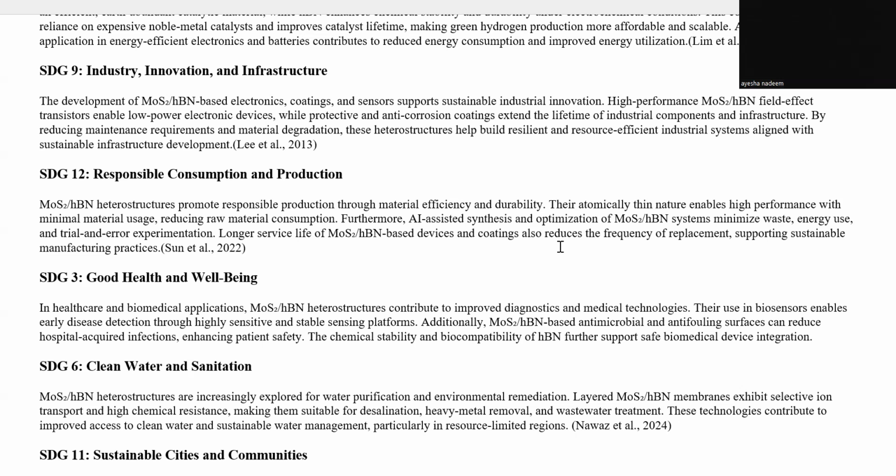Then their relation is with the SDG 9, which is good health and well being. In healthcare and biomedical applications, molybdenum disulfide and hexagonal boron nitride heterostructures contribute to improved diagnostics and medical technologies. Their use in biosensors enables early disease detection through highly sensitive and stable sensing platforms. Additionally, molybdenum disulfide and hexagonal boron nitride based antimicrobial and anti-fouling surfaces can reduce hospital acquired infections, enhancing patient safety. The chemical stability and biocompatibility of hBN further support safe biomedical device integration.